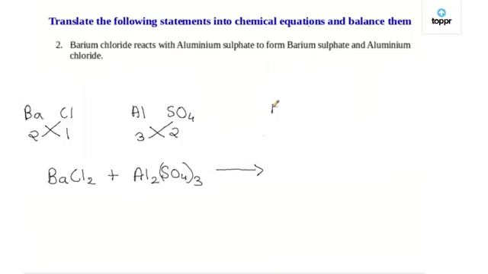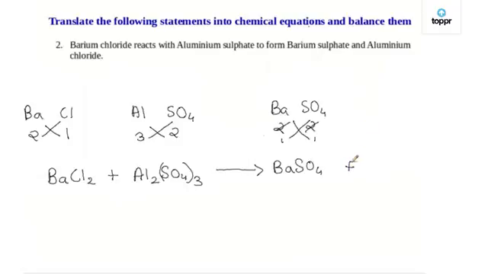Then the products formed are barium sulfate and aluminium chloride. How do we write barium sulfate? Barium is Ba, sulfate as we know is SO4. Barium's valency is 2, sulfate's valency is 2. When the valencies are the same, we cancel them. So cross multiplying, the formula which is obtained is BaSO4.